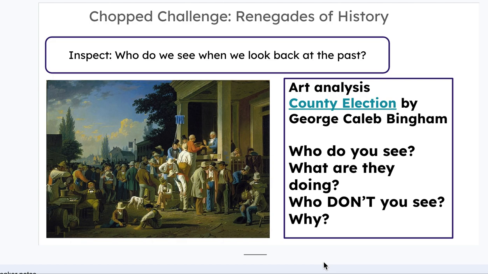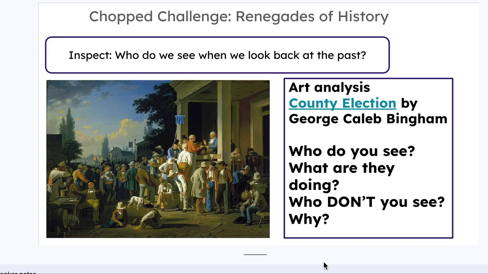The first step of the CHOP challenge is to inspect, and that means to look really closely at something and spark curiosity. So in this case, I've chosen a painting by George Caleb Bingham, and there's a lot of things going on in this painting, and making it really big or giving a copy to each student is a great way to get them to look very closely.